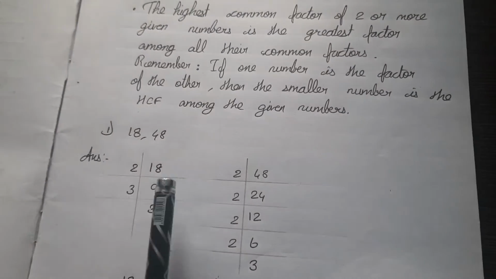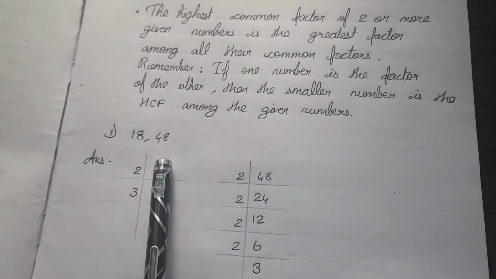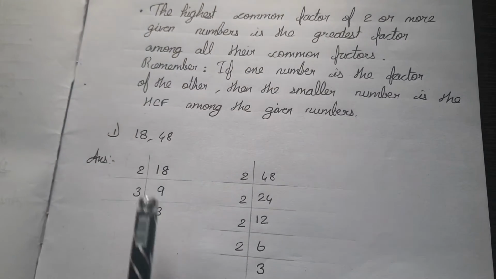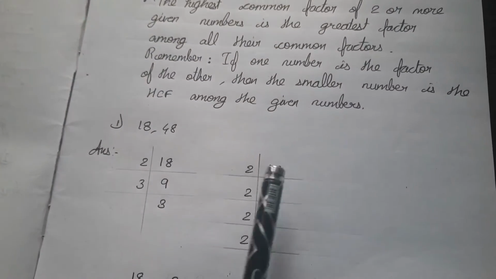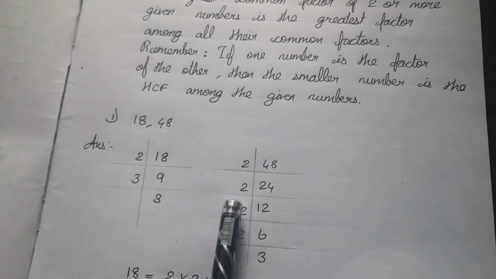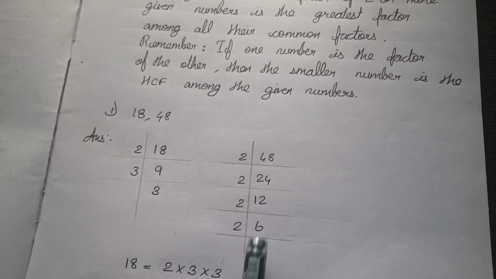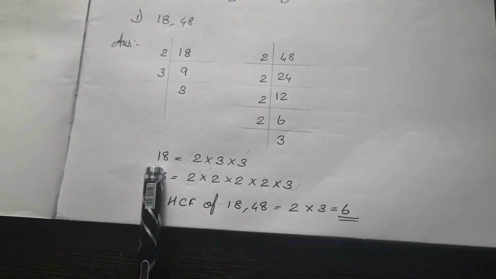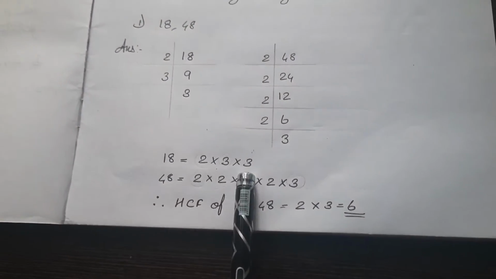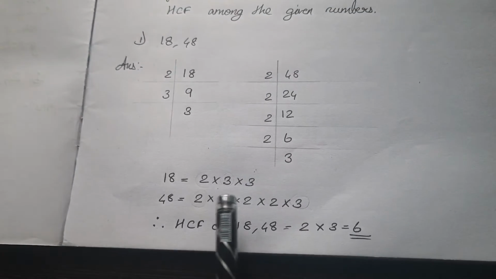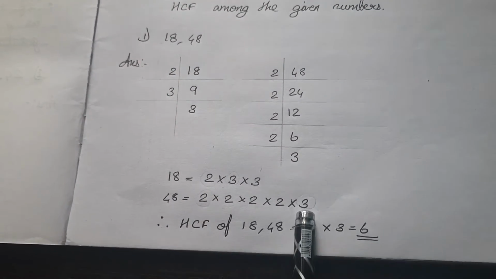Answer. 18: 2 nines are 18, then 3 threes are 9. Next one, 48: 2 24s are 48, then 2 12s are 24, then 2 6s are 12, then 2 3s are 6. 18 is equal to 2 into 3 into 3. 48 is equal to 2 into 2 into 2 into 2 into 3.